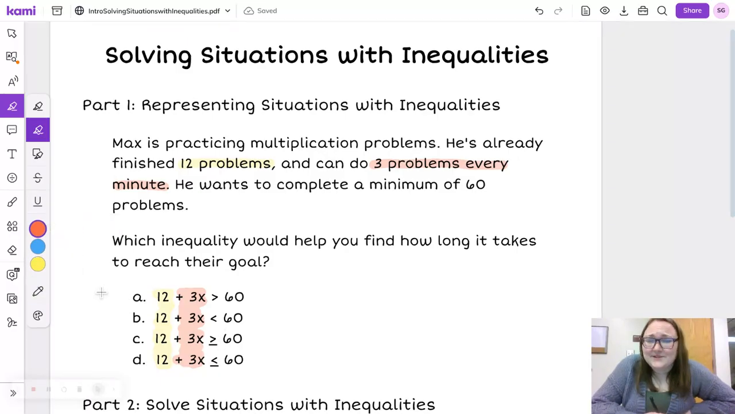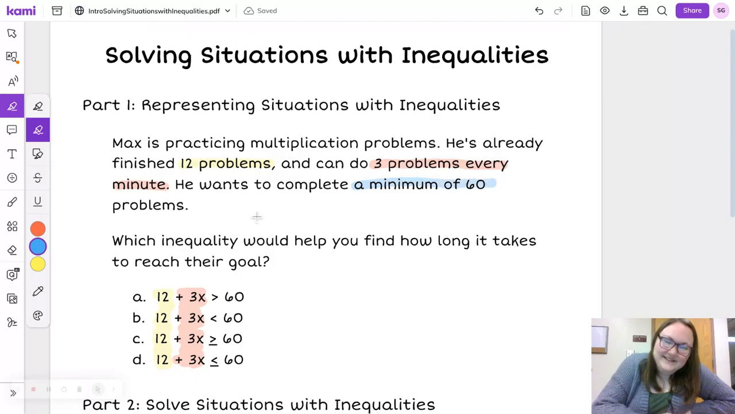This is really similar to what you've done in the past in pre-algebra and in Unit 1 of algebra with representing stories with equations. The big difference in today's lesson and in this problem here is there's going to be some part of the story that helps me decide which inequality sign we want to use. And that key information is going to be in our last sentence. We've got he wants to complete a minimum of 60 problems.